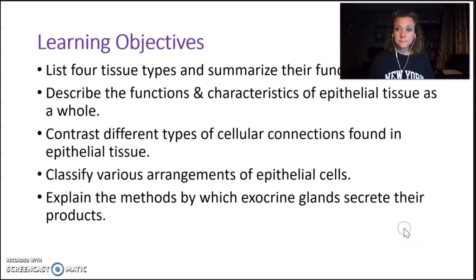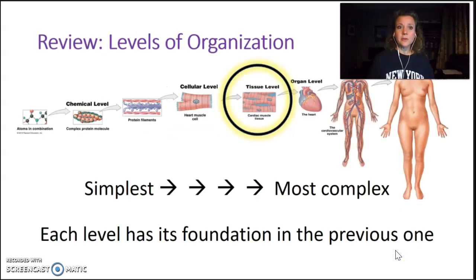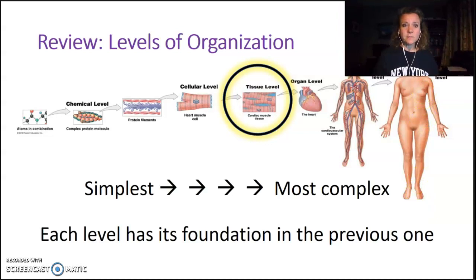So, first, let's review our levels of organization. So we start out with our smallest level, atoms, which make up chemicals, and molecules, which make up bigger molecules, and our cells. And now here we are talking about our tissues. Now, tissues are simply groups of cells that share a similar function. And just remember that each higher level of organization has its foundation in the previous one.